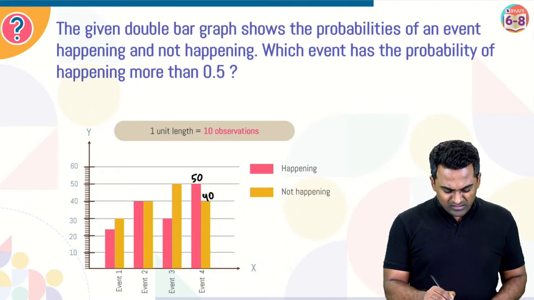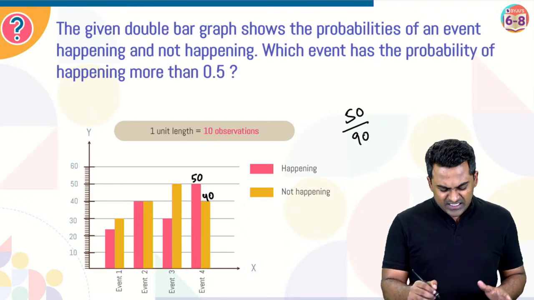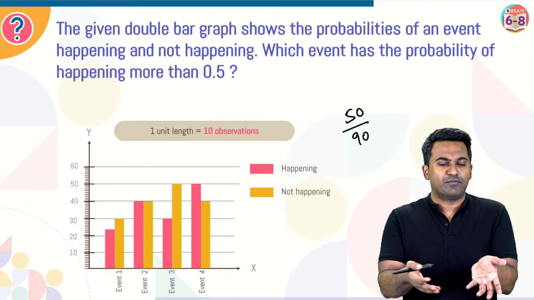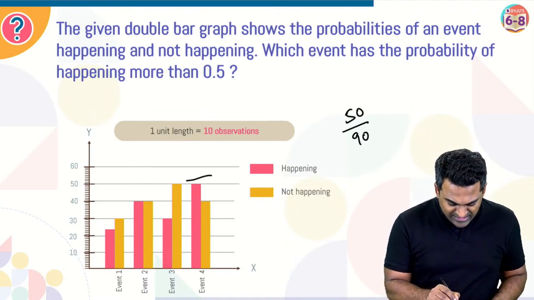Yeah, total stands for 90. 50 out of 90, yeah, this is more than 0.5. Yeah, I agree. Wherever happening is more than not happening, of course, that way happening is more than 0.5. Well done, yeah, you didn't need the numbers as well.